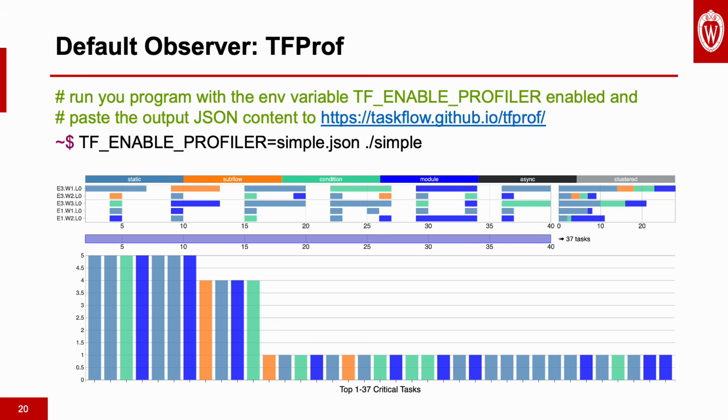Based on this observer interface, we have implemented a default observer called TFProf, which allows you to visualize execution of your Taskflow programs in the browser interface by running your program with the environment variable TF_ENABLE_PROFILER enabled. Then, you can paste the output of the JSON content to our visualizer at taskflow.github.io/tfprof. Visualization helps you understand how tasks are scheduled and executed across different threads, making it easier for you to analyze and optimize the performance of a Taskflow program.